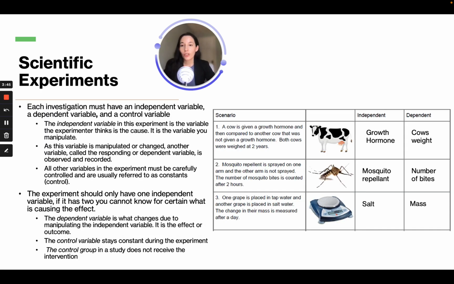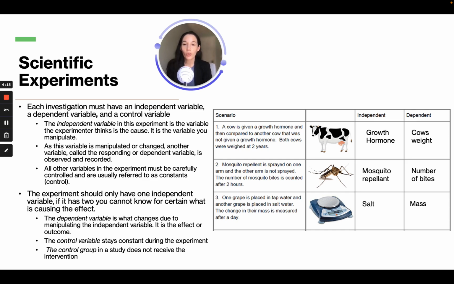Each investigation must have an independent variable and a dependent variable and a control variable. The independent variable in this experiment is the variable the experimenter thinks is the cause. It's the variable you manipulate. As the variable is manipulated or changed, another variable called the responding or dependent variable is observed and recorded. All other variables in the experiment must be carefully controlled and are usually referred to as constants or controls.